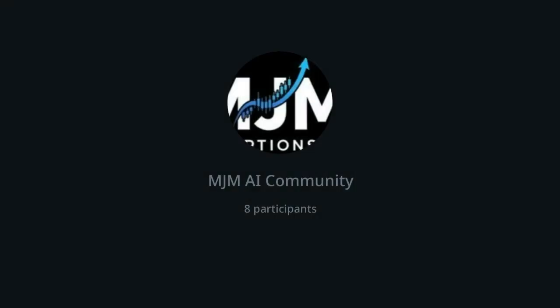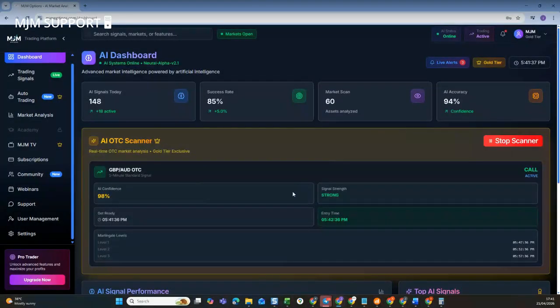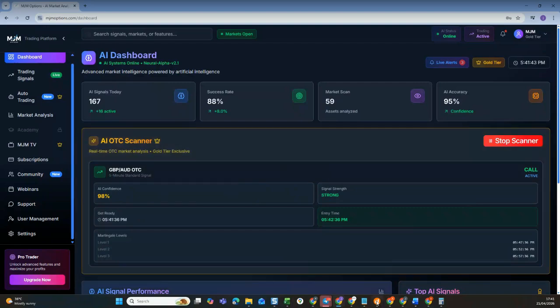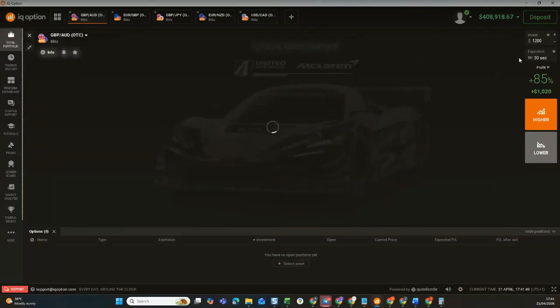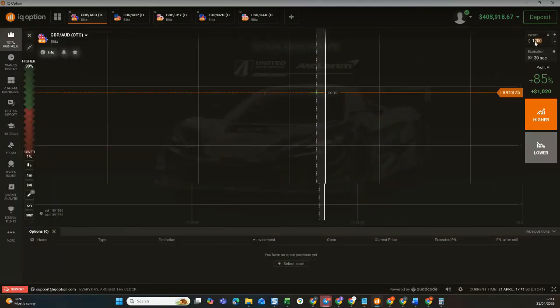So GBP AUD, we have an AI confidence of 98 and signal strength of strong. So GBP AUD is the pair. So we do GBP AUD. So we click. Now we use 600.